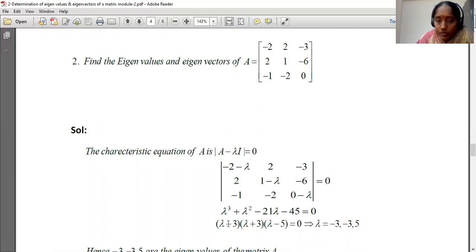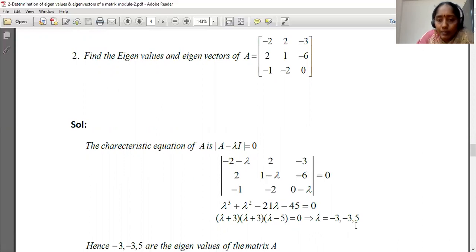So that is lambda cube plus lambda square minus 21 lambda minus 45 is equals to 0. So write this as linear factors. Lambda plus 3 squared into lambda minus 5 is equals to 0. Which gives lambda is equals to minus 3, minus 3, 5. Here observe this, the roots are repeated. In the previous problem, all the roots are distinct.